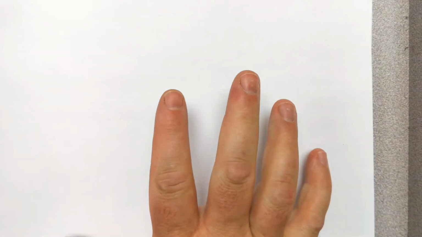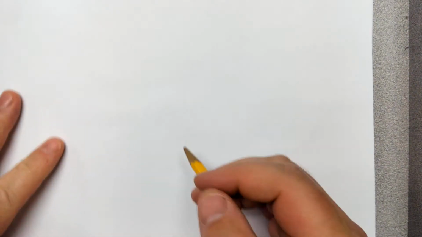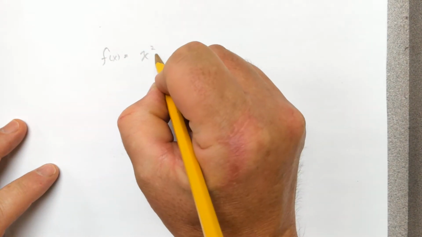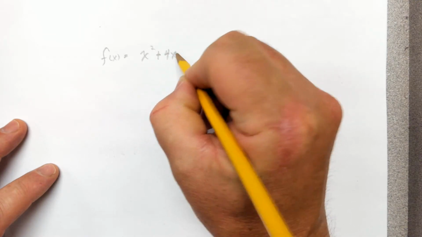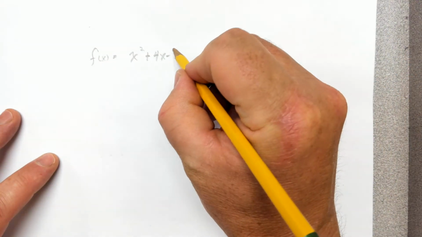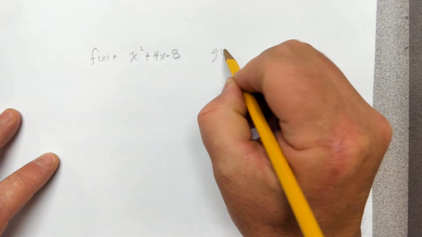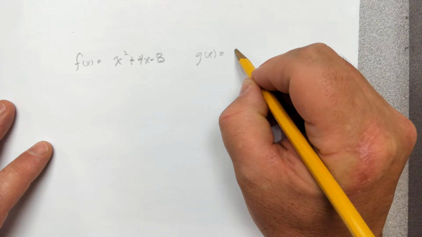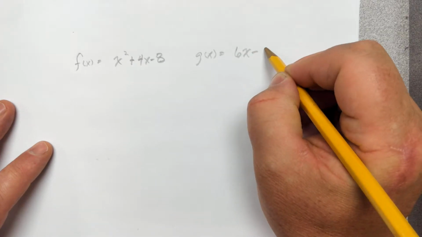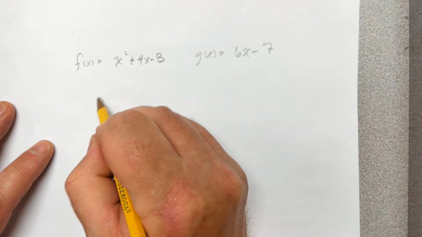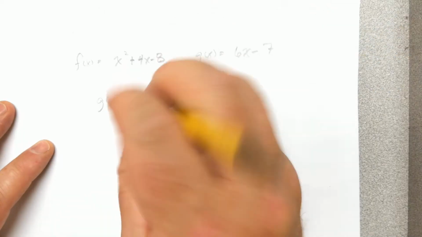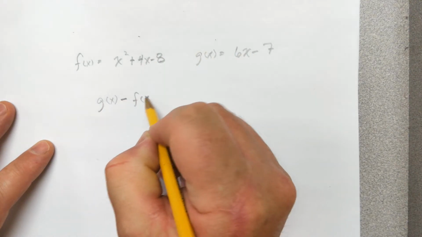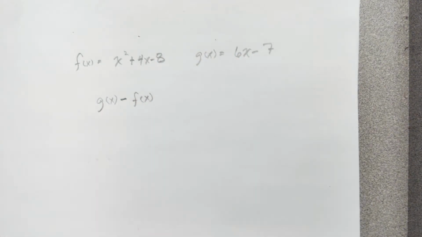What do you want to do? You want to try another one of those? Let's try another one. Okay, so let's try one like this. Let's do x squared plus 4x minus 3. Let's make it 8, we already used a 3. And let's make the other one 6x minus 7. Let's try that. See how that goes.